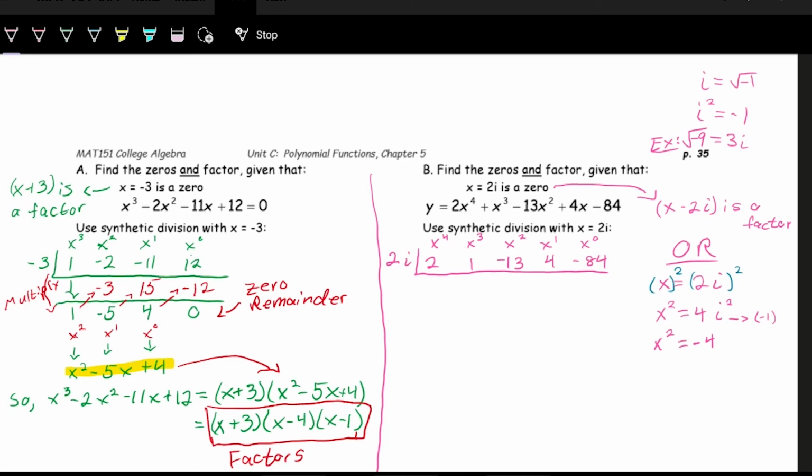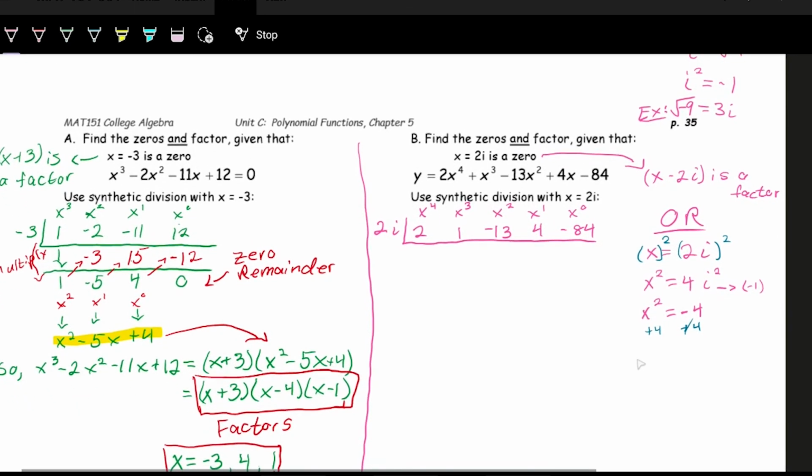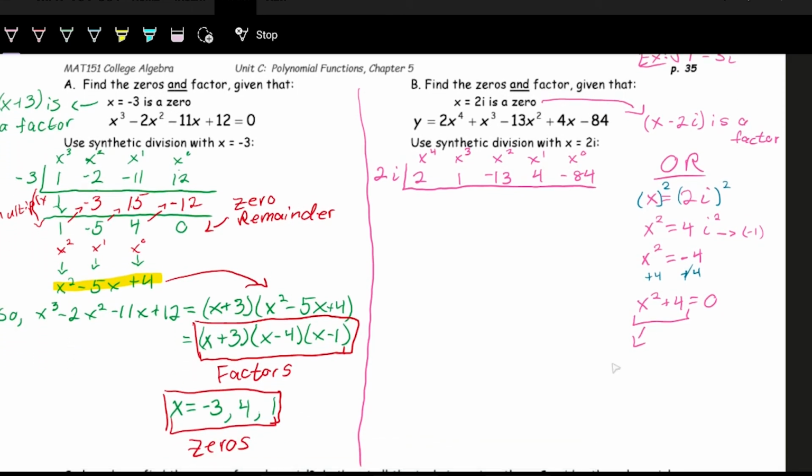And so if we want to set this up as what the factor looks like when we're doing the zero product rule, we would just add 4 to both sides. We want to get 0 on one side. That's how we relate back to what the factor is. So what we have is the expression x squared plus 4 is equal to 0. So this is what we, in essence, started with. We're working backwards here because we had the zero and now we got the factor. So in truth, we would say that x squared plus 4 is a factor.